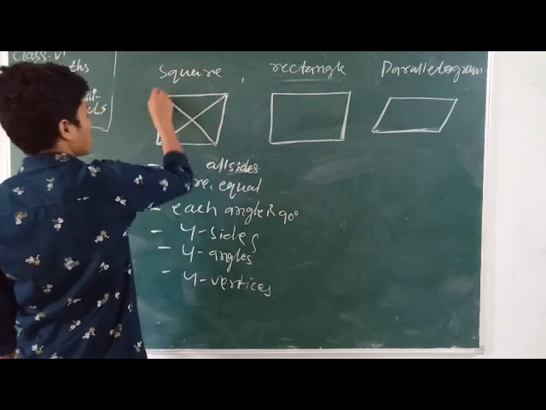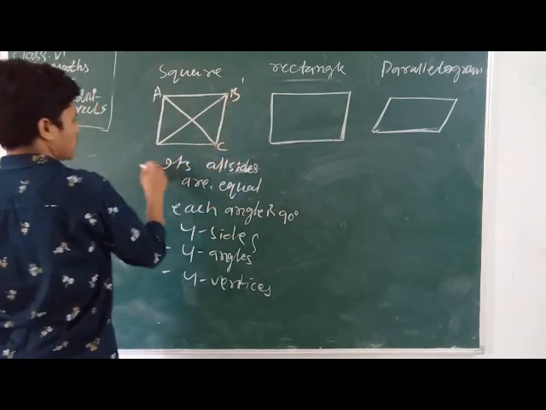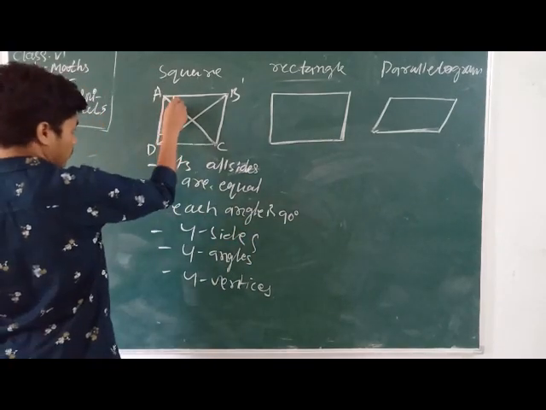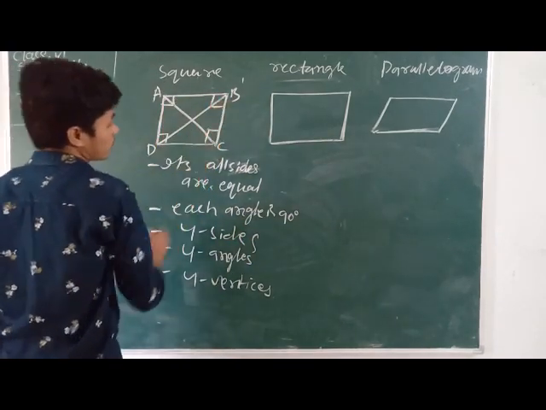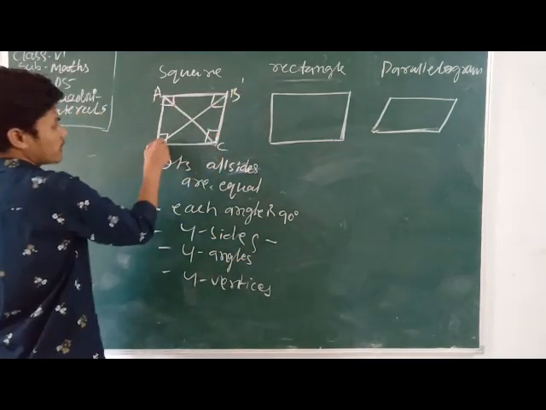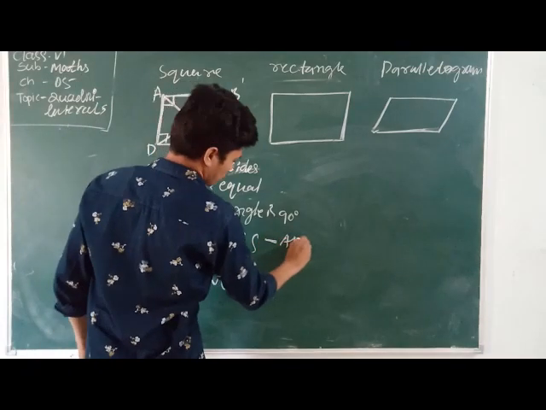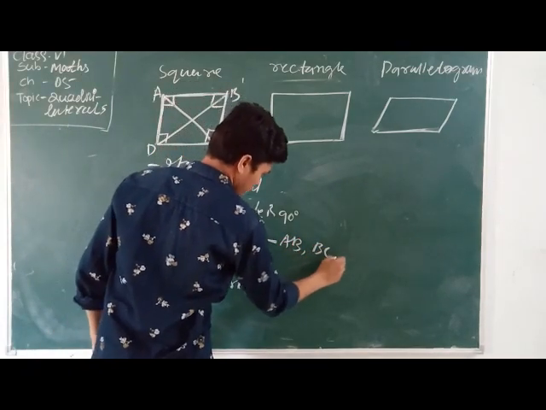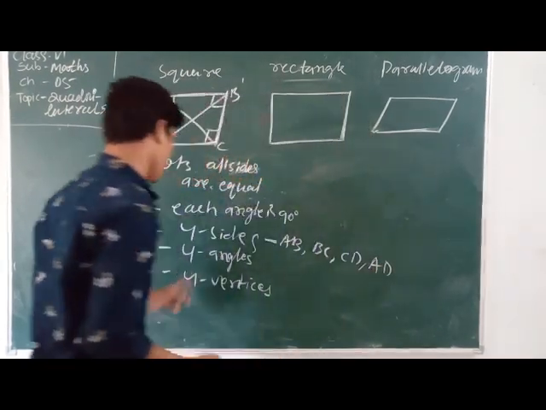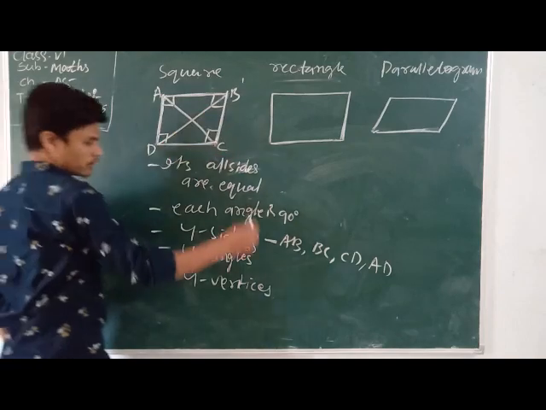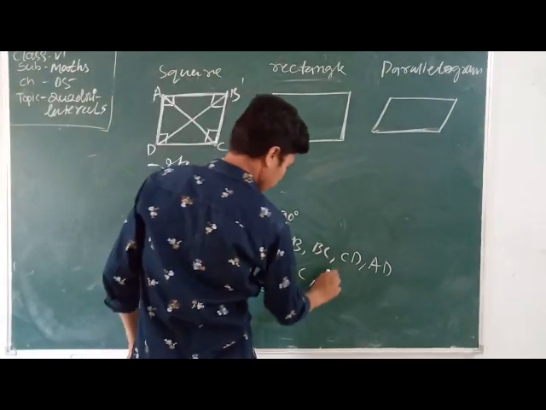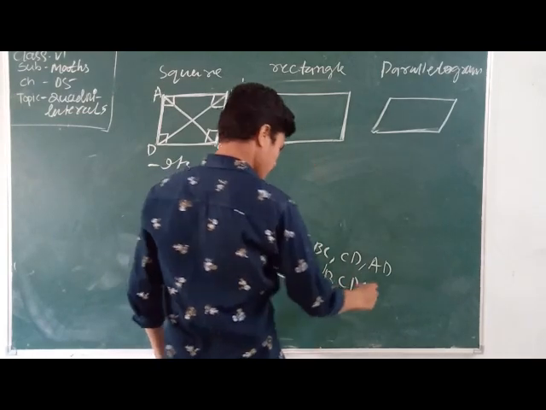Then we give the names A, B, C, D. Each angle is 90 degrees. The sum of all the angles of a quadrilateral is 360 degrees. What are the four sides here? AB, BC, CD and AD. Now the four angles: angle A, B, C, then B, C, D, then C, D, A.